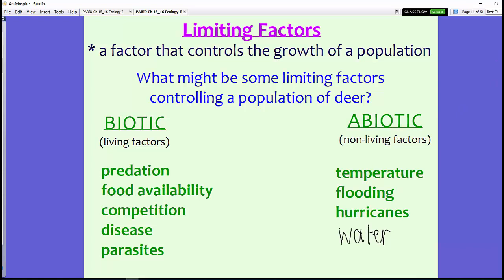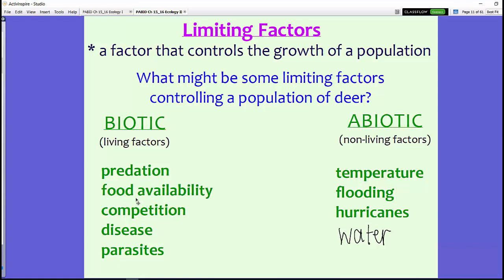So after your list, hopefully you have some of the things that I have, but if not, go ahead and jot down these particular ideas. There are some limiting factors that can control a population of deer. A list that I came up with, biotic factors, could be predation.